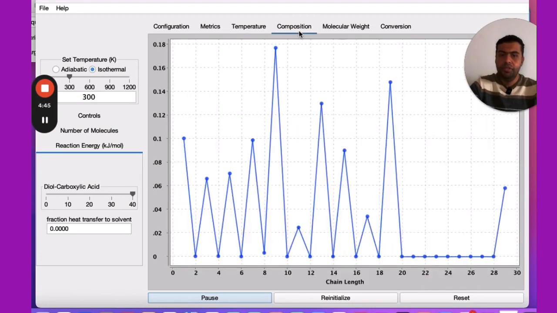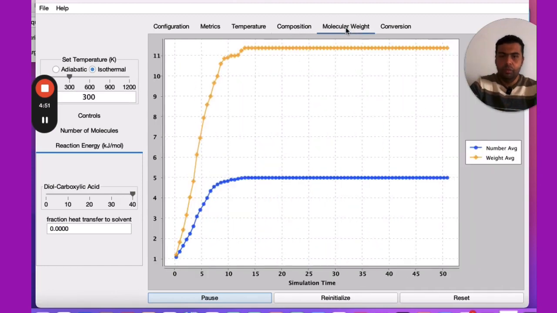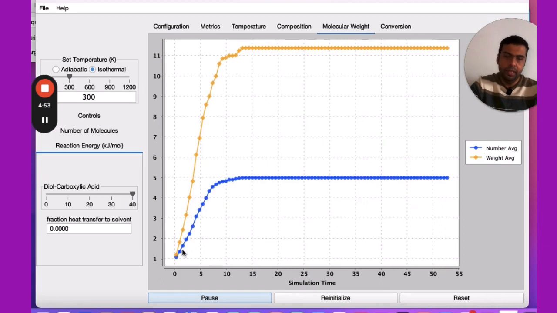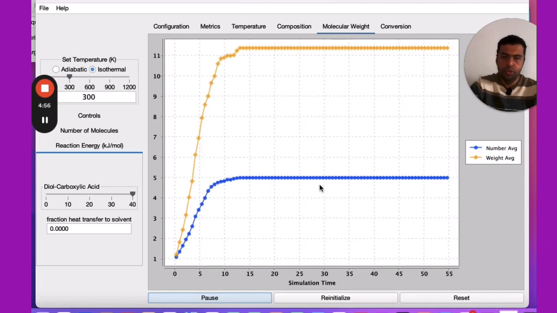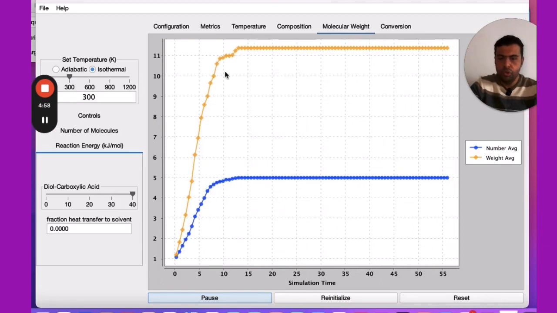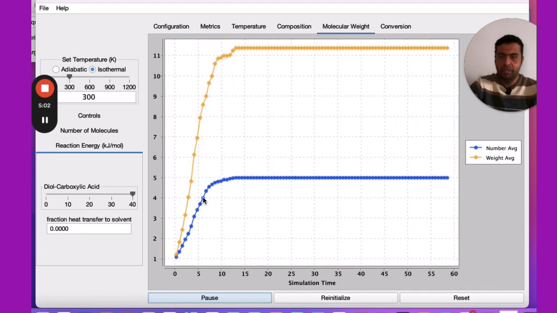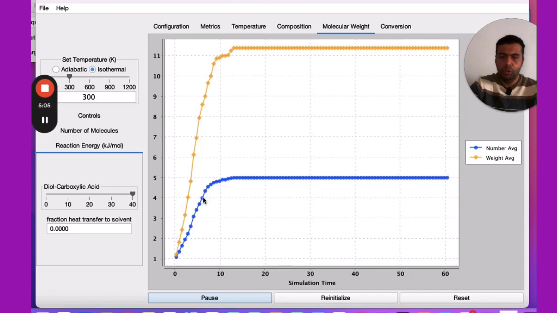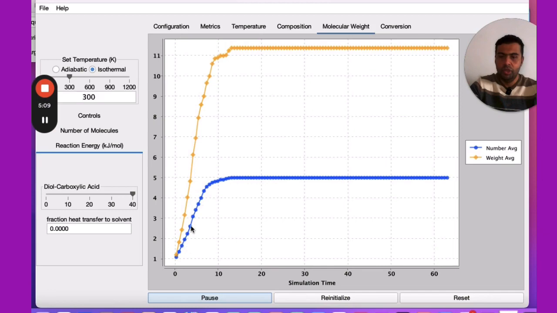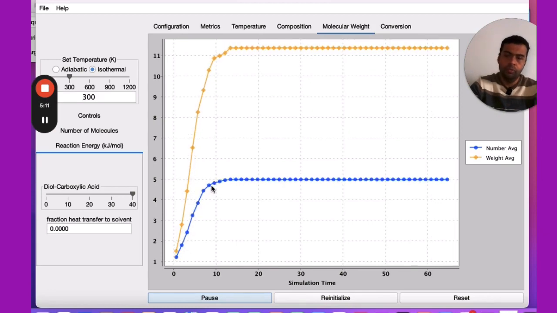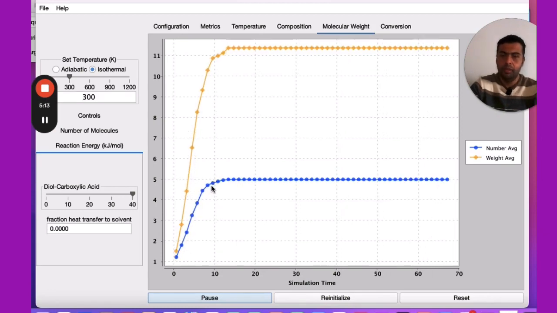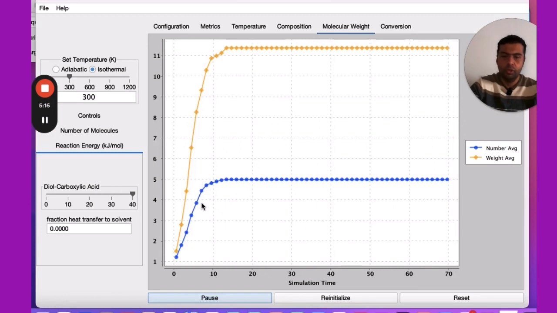And after that, let's see the composition. You can see here the chain length over time. Let's look at the molecular weight. As you can see, the number average molecular weight, which is the blue line, and the weight average molecular weight, which is the yellow line, start to increase at the beginning of the reaction, and it depends on the kinetics and the rate of polymerization. It can be a very quick, very fast reaction rate, or it can be slower.